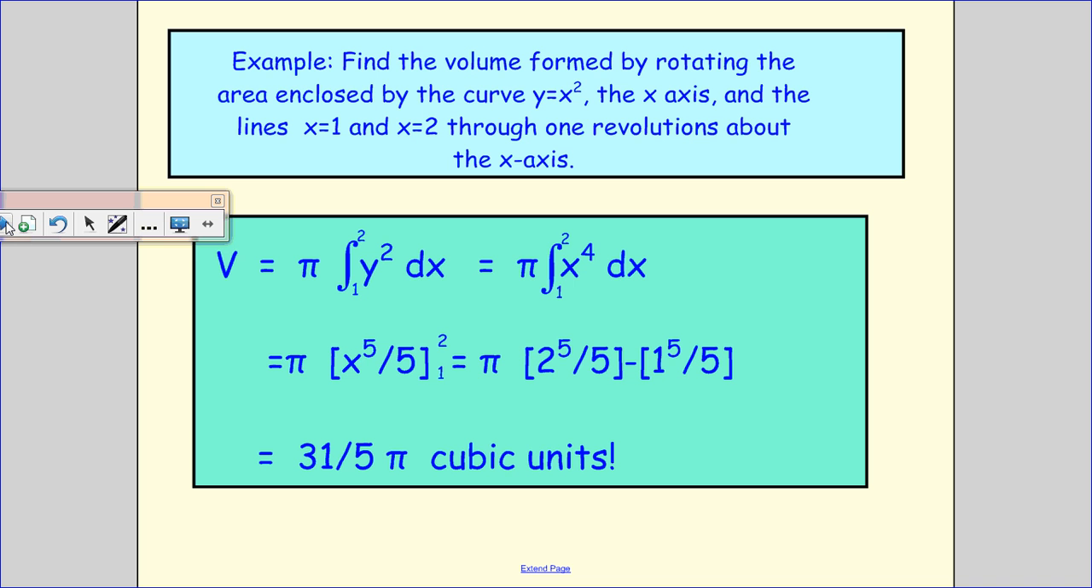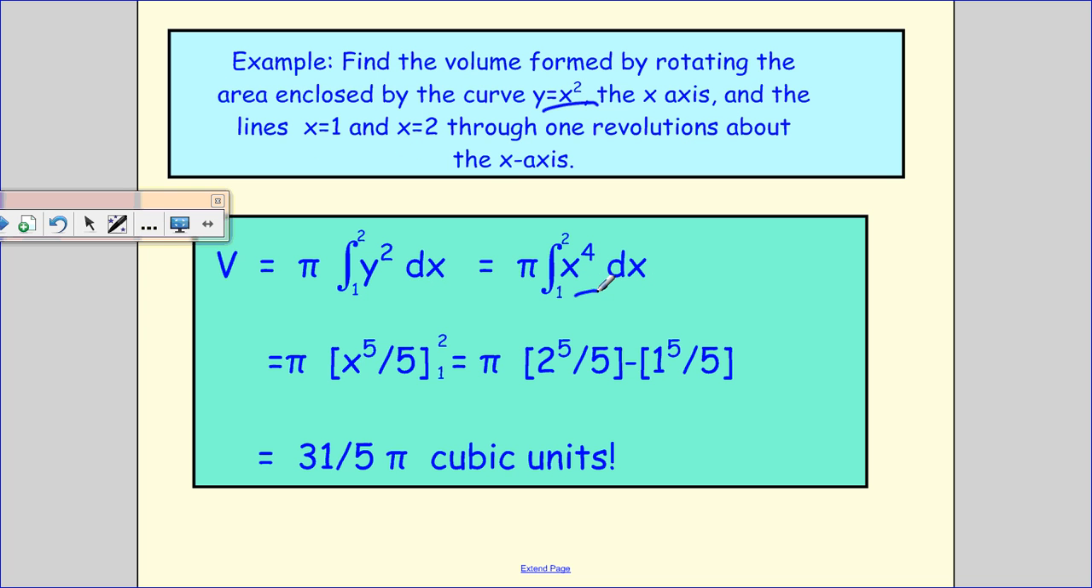Find the volume formed by rotating the area enclosed by the curve y equals x squared, the x-axis, and the lines x equals 1 and x equals 2 through one revolution about the x-axis. So we're going around the x-axis, so we want the one with dx, so that's pi integral between 1 and 2 of y squared dx. We substitute in for y, so y squared would be x to the 4.